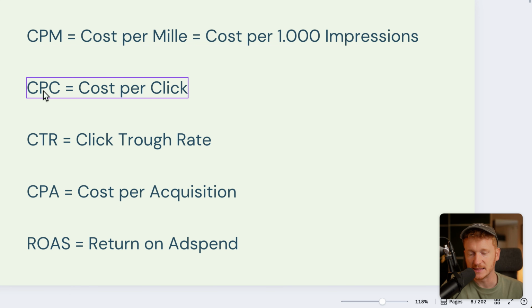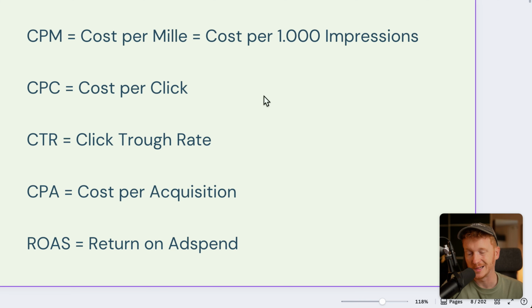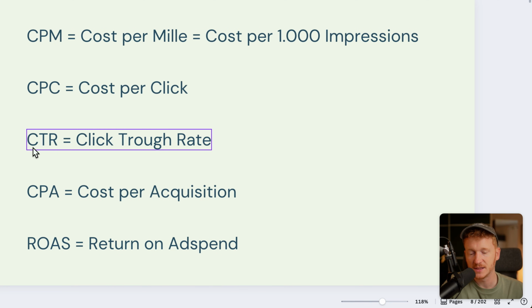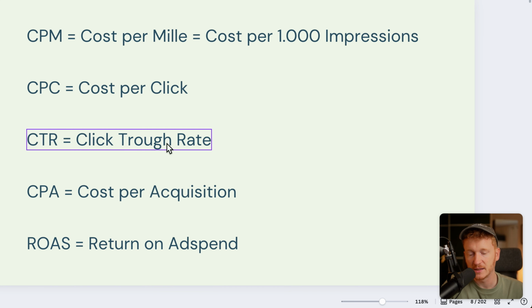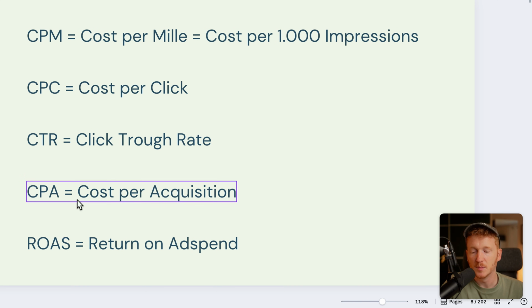The next one is CPC, and it's cost per click. So how much you pay per click. And you also have CTR, which is the click-through rate. So for example, if you have 100 impressions on your video and 5 people click, you have a click-through rate of 5%. And most importantly, for most Shopify owners, you have the CPA. It's called cost per acquisition. So what do you pay per acquisition?